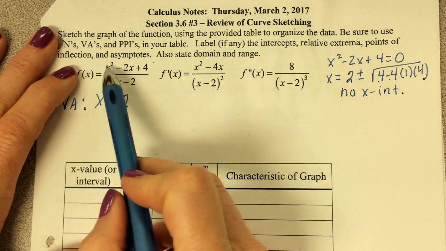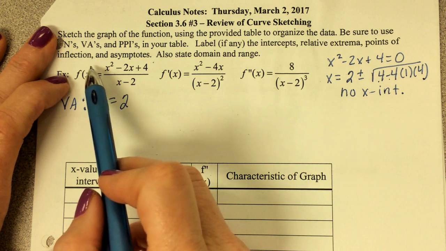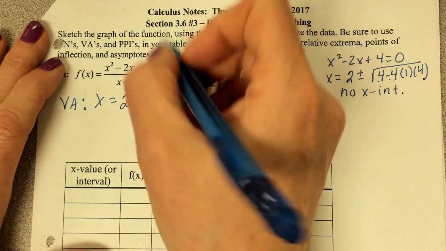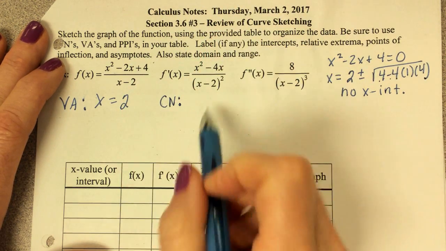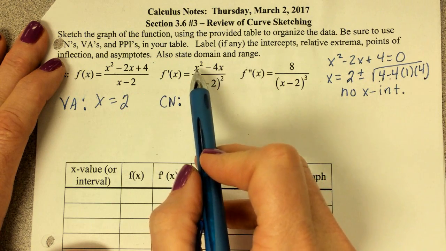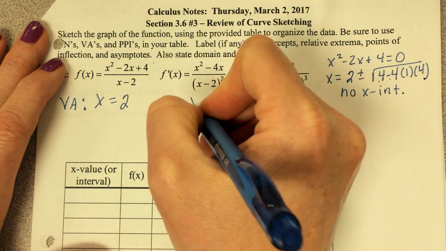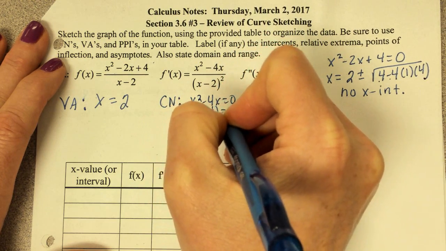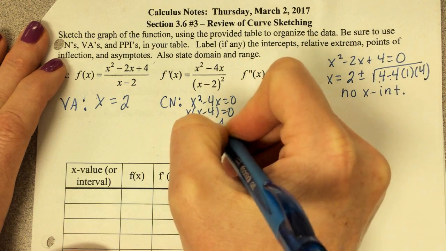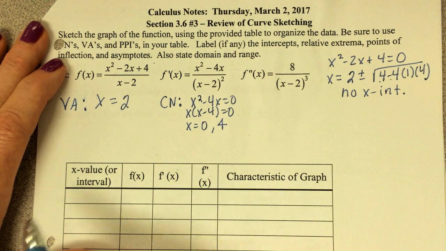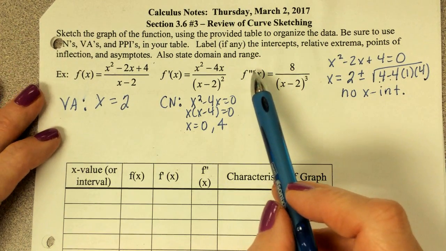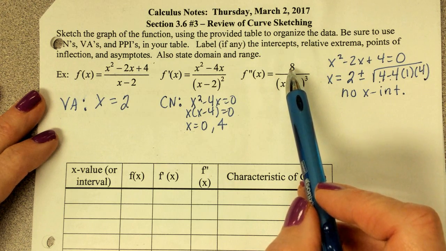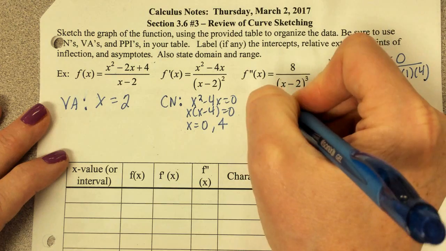So whenever that numerator can't equal 0, because to find the x-intercepts, we set the function equal to 0, we have none. Critical numbers come from setting the first derivative equal to 0. That means setting this numerator equal to 0. So we have two critical numbers. Possible points of inflection come from setting the second derivative equal to 0. Can the second derivative ever equal 0? No. So we have no possible points of inflection.